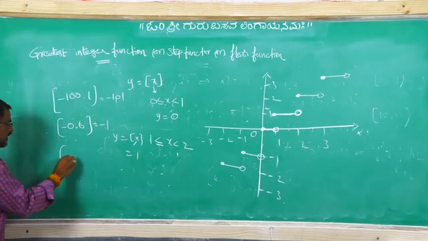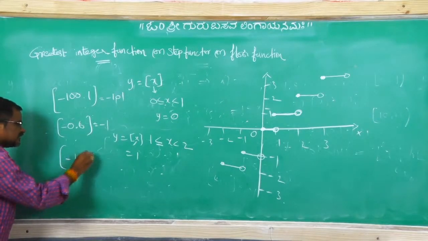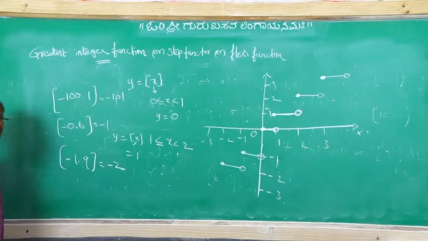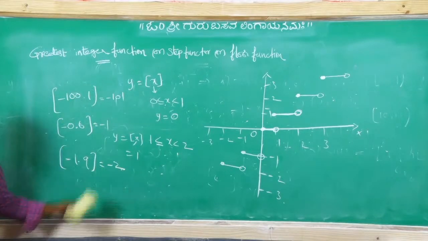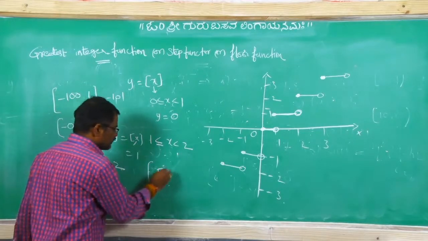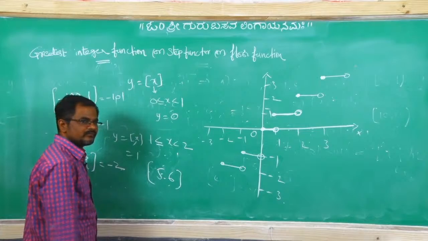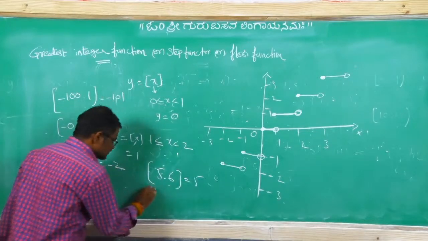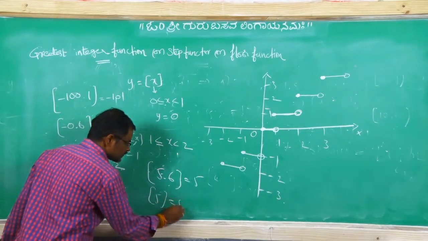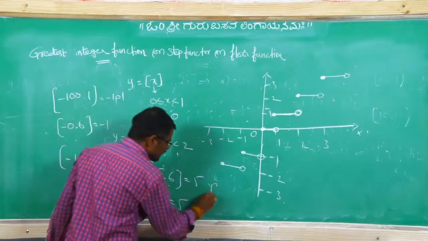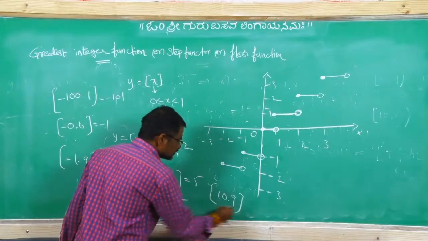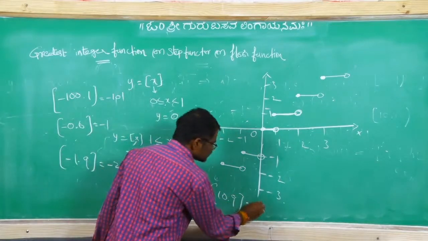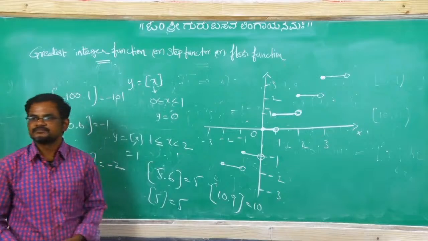Next, step of -1.9 is -2, right? Next, step of 5.6 is 5. Next, step of 10.9 is 10. Like this you have to do, okay, no?